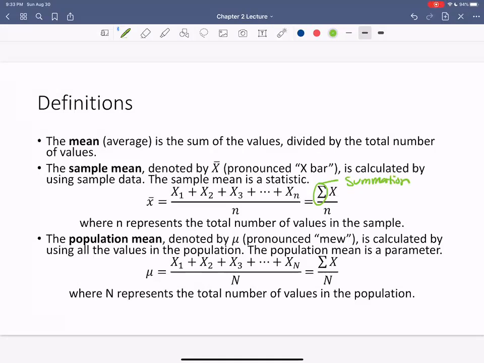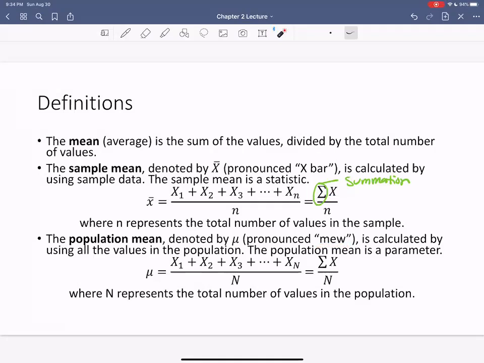And then your n, you can see right here, n represents the total number of values in the sample. Right, just find the average is all it is. Just putting it more mathematical. There's something called the population mean, and it's denoted by a different variable right here, and that's pronounced mu.